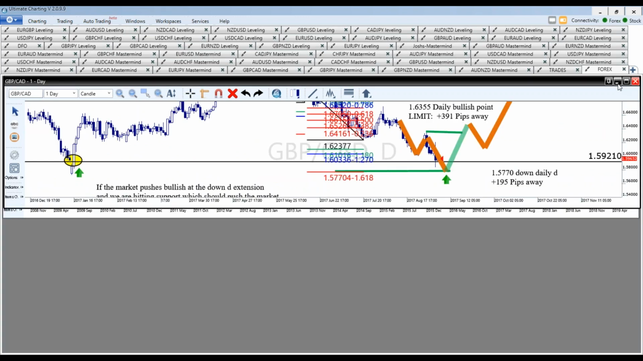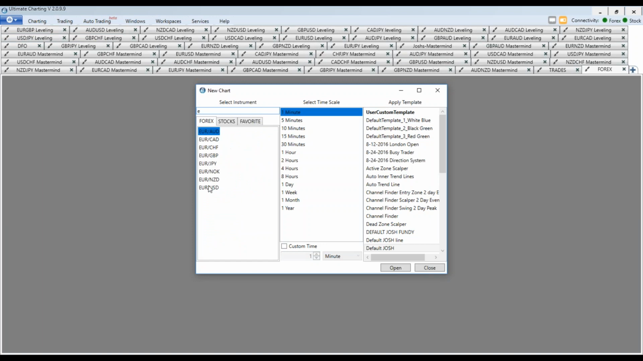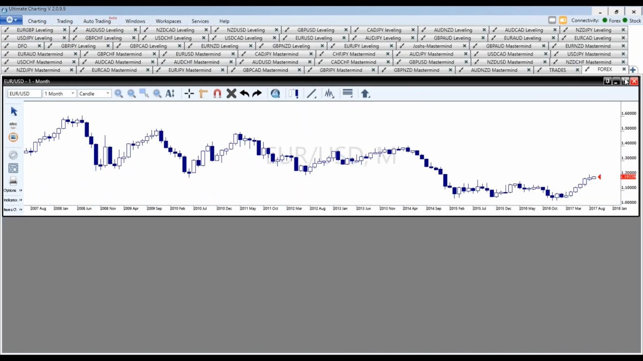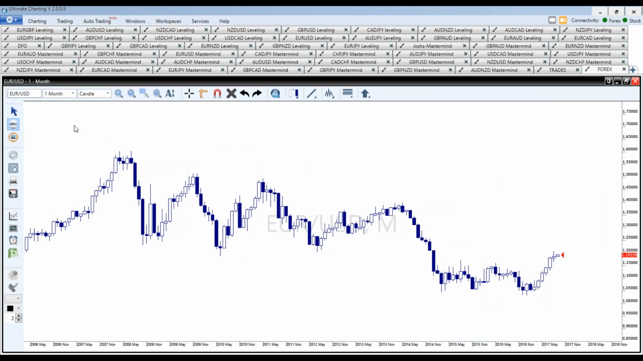And so I want to make sure everyone's thoroughly educated. I want to make sure everyone thoroughly understands the purpose of everything that we do. We look at the monthly time frame to accomplish one thing and one thing only. What do we use the monthly time frame for? What is the monthly time frame for? What are we trying to accomplish?